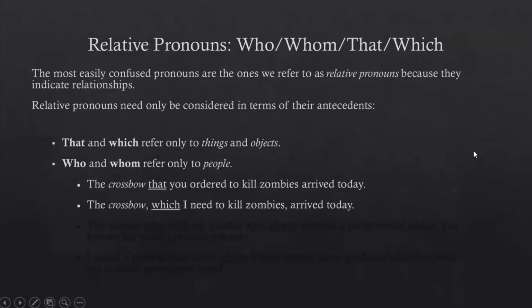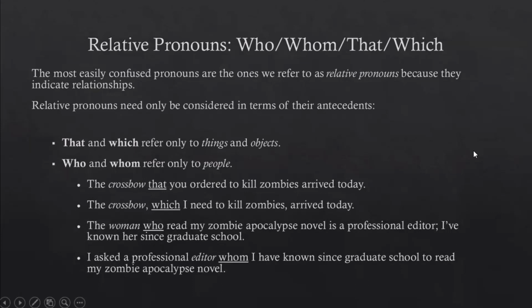Here's examples. The crossbow that you ordered to kill zombies arrived today. The crossbow which I need to kill zombies arrived today. That and which, they're both referring to things, the crossbow in that case. The woman who read my zombie apocalypse novel is a professional editor. I've known her since graduate school. I asked a professional editor whom I have known since graduate school to read my zombie apocalypse novel. Who and whom in both cases are referring to the woman, the editor. Those are both people, so we use who and whom. It's that simple, okay? If your relative pronoun is referring to a thing or an object, use that or which.